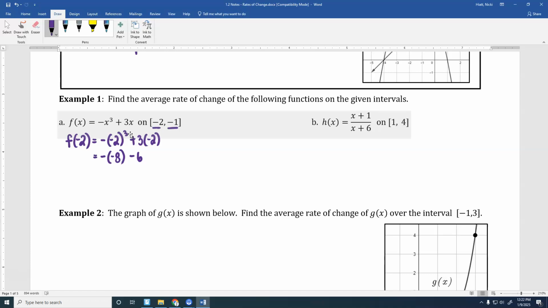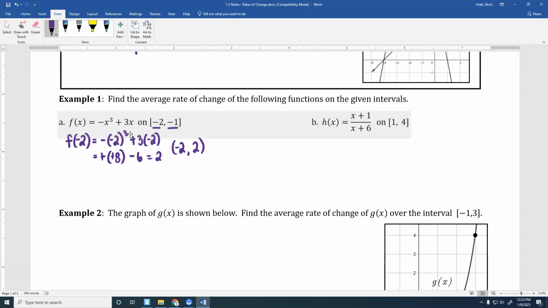And when I have a -(-8), what is that really? That's just +8. So this is going to end up giving us 2. So we plugged in -2 for our x coordinate and we got out a +2 for our y coordinate. So that's our first point there.